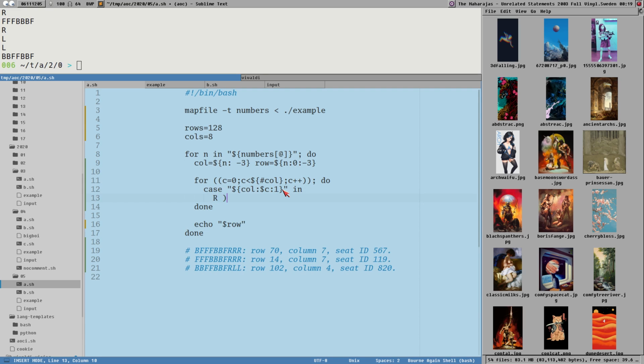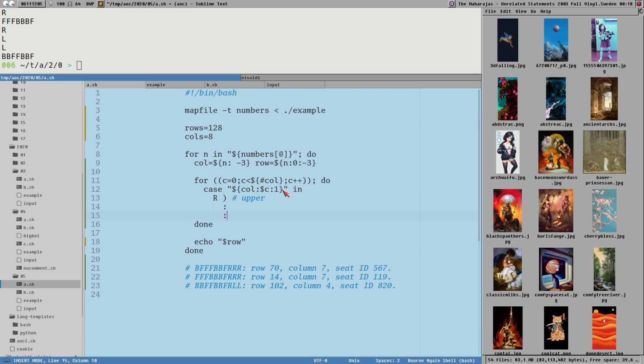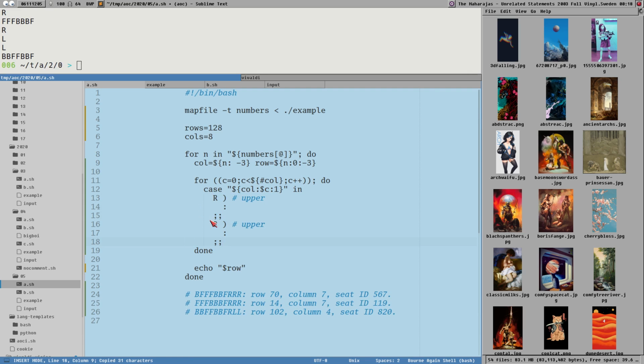Right, upper. Do something there. Left, lower. Okay.